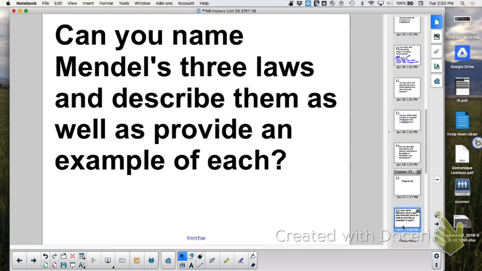Homologous pairs and then sister chromatids, right? You're separating alleles. You always have 2 alleles for every trait, except guys on your 23rd pair. Everybody else has 2 alleles for every trait. You're going to separate little t from little t, big T from little t, big R from little r. You're always going to separate those. If that doesn't happen, that's a problem.